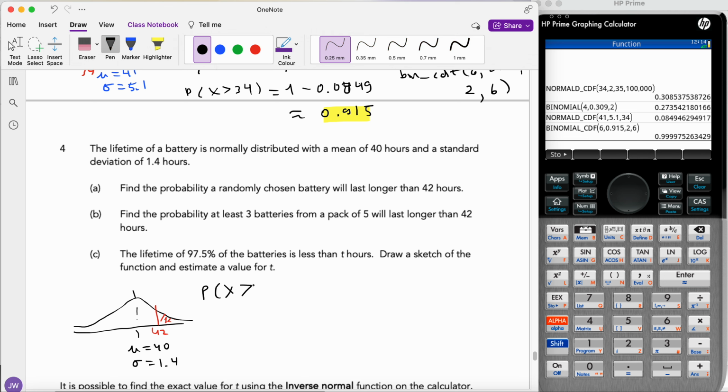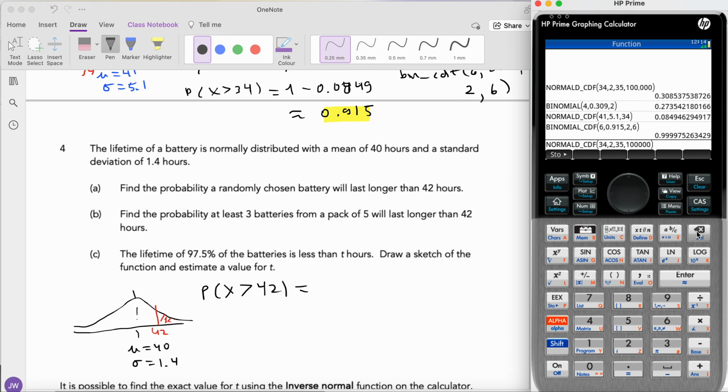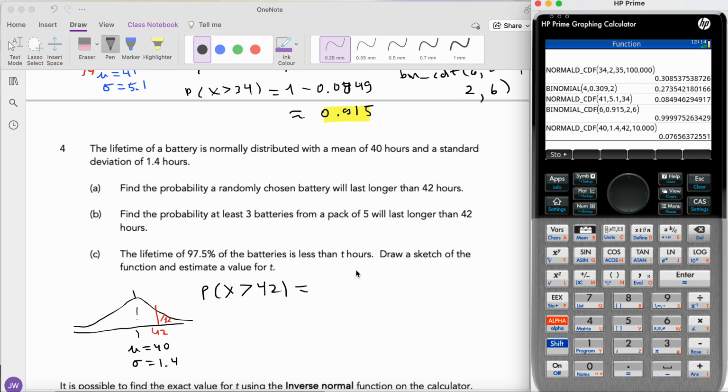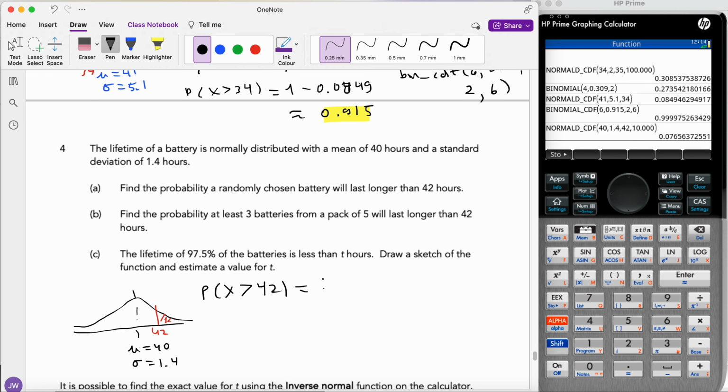Probability that x is greater than 42. Okay, just super quickly gonna jump here to my normal distribution. So remember mean, standard deviation, and then 42, and then a really big number, right? So we cover all of it. Alrighty, so what we get is 0.0766 approximately.